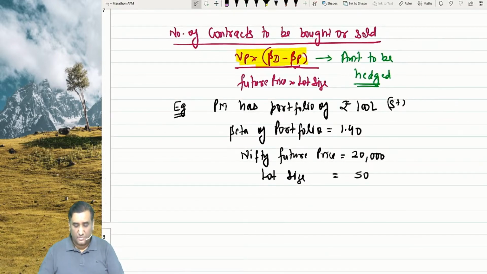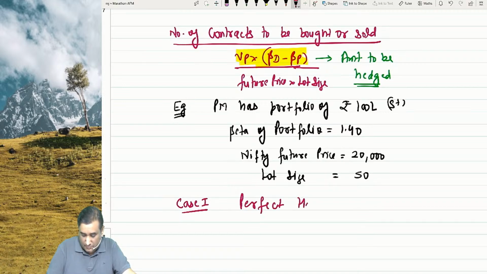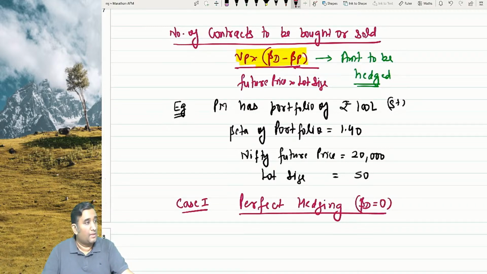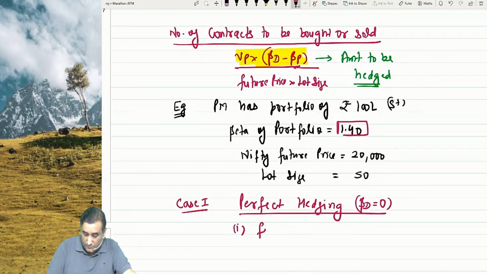Let us do only one case. After that, get habituated. Case one: perfect hedging. Desired beta is zero. That means make sure that the effect of 1.4 is nullified. First part in this: find the number of contracts to be bought or sold.